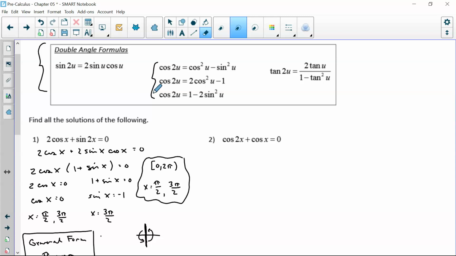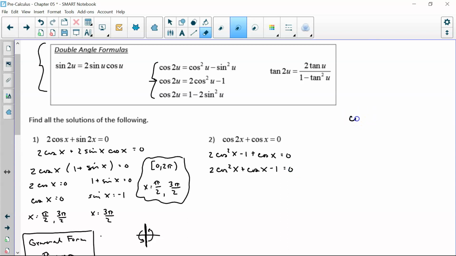So looking at this, cosine 2x and cosine of x, I want to use something with cosine in it. So I'm thinking let's use the middle one. So we have cosine of 2x. We're going to write that as 2 cosine squared of x minus 1 plus the cosine of x equals 0. So when we rewrite it, 2 cosine squared x plus the cosine of x minus 1 equals 0. And we can factor this.